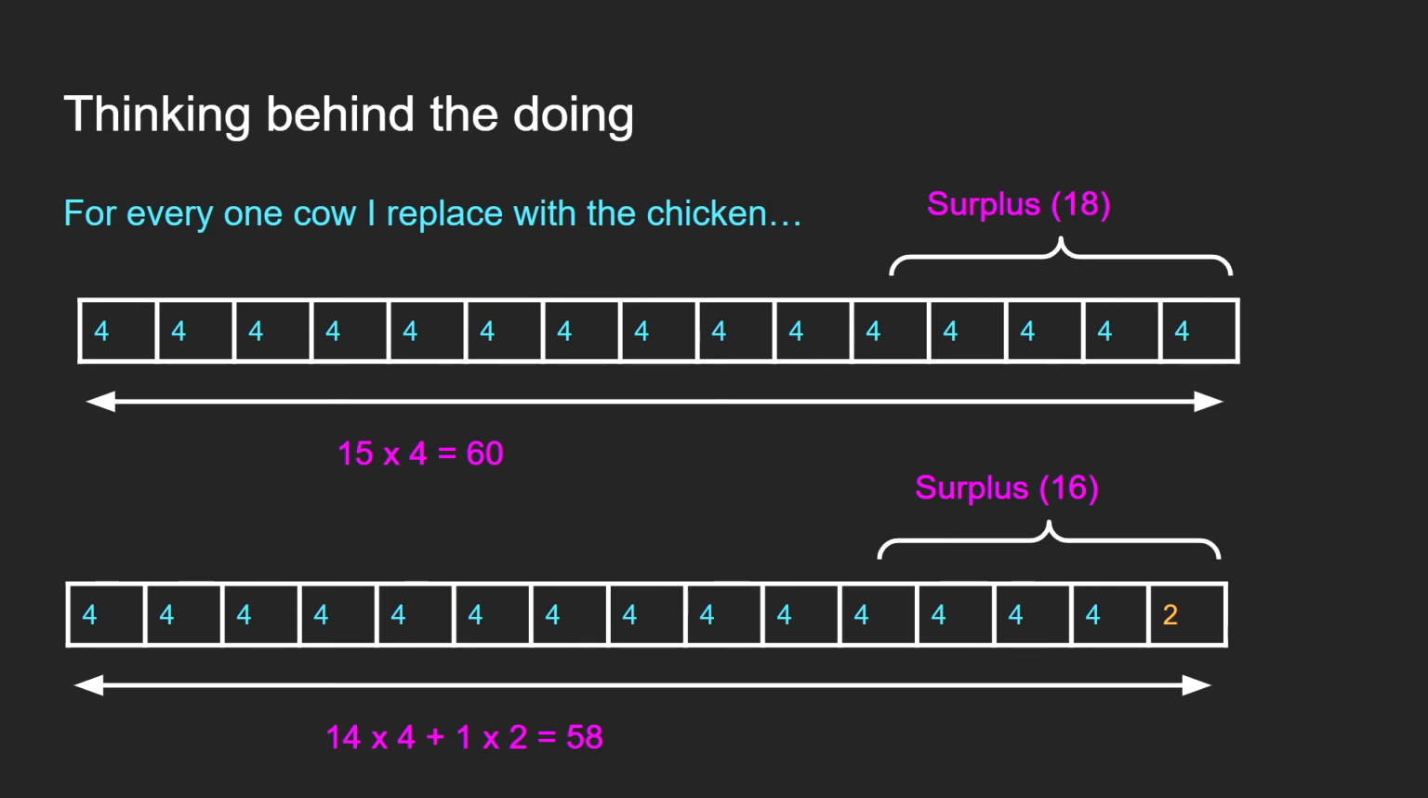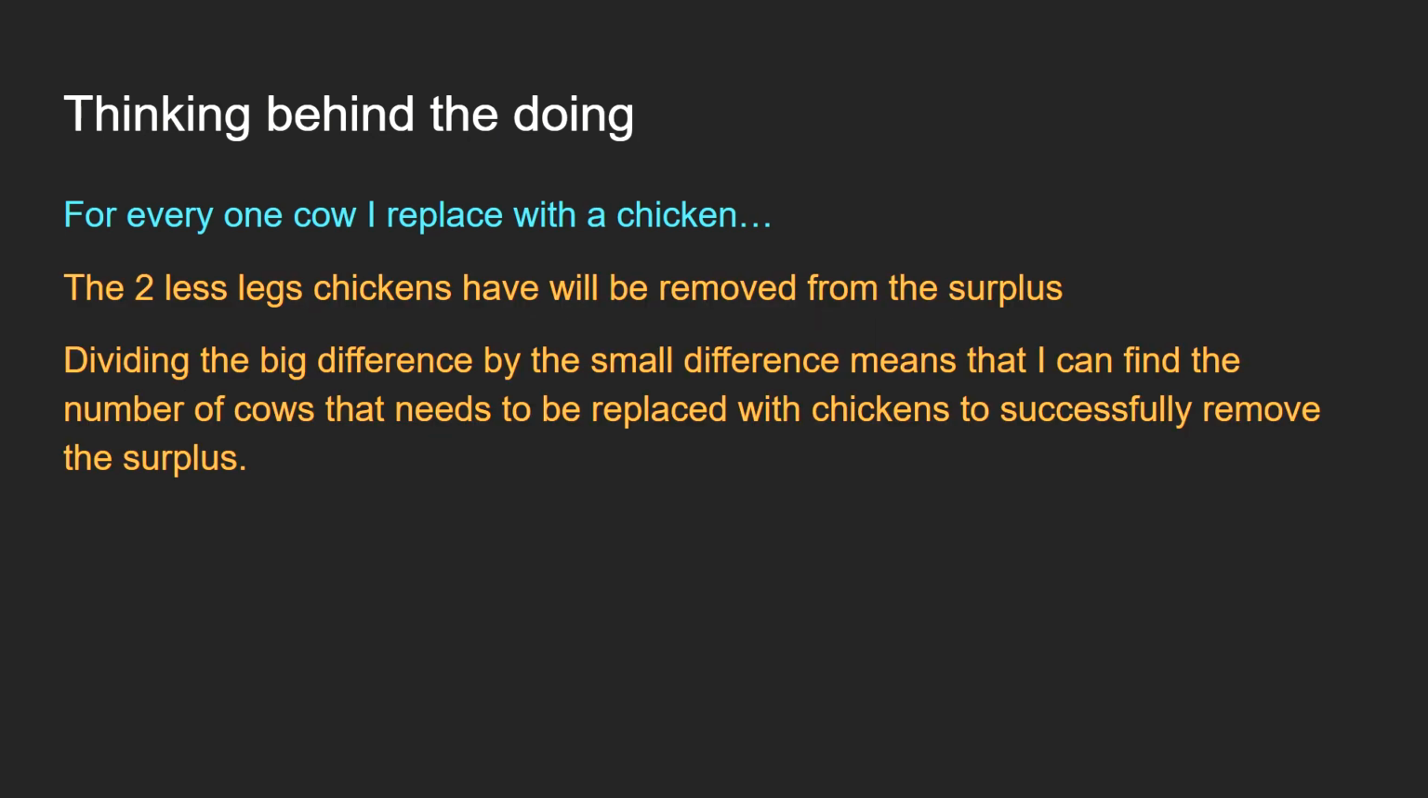And why is this so? Let's talk about the thinking behind the doing again. By removing 1 cow and adding 1 chicken, you're actually removing 2 legs from the total, because a chicken only has 2 legs and a cow has 4 legs. So if you replace 1 cow by 1 chicken, the total number of legs will go down by 2. So in this case, I have a surplus of 18.